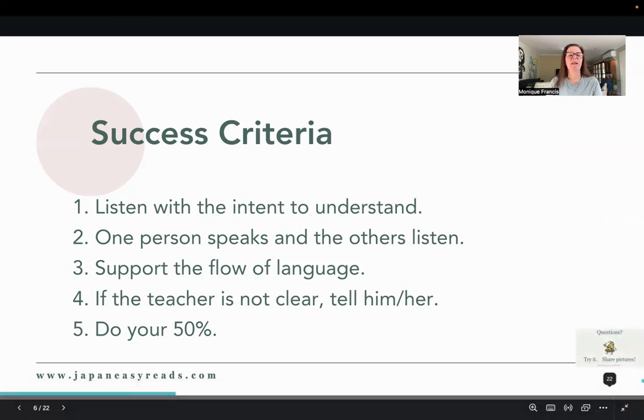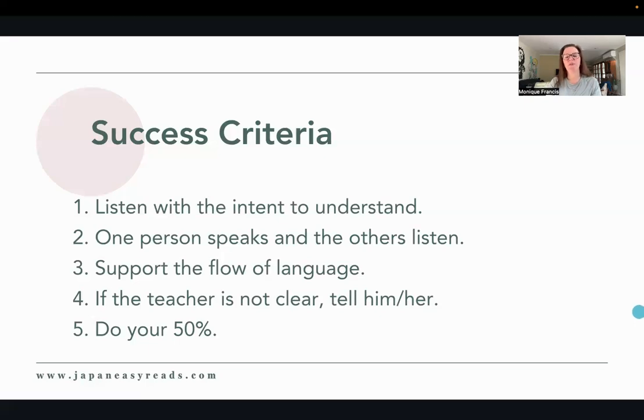Number 4, really importantly, if the teacher is not clear, tell the teacher. I have my students give me a timeout signal if they need help, or repeat, and they use that quite effectively. And again, do your 50%.